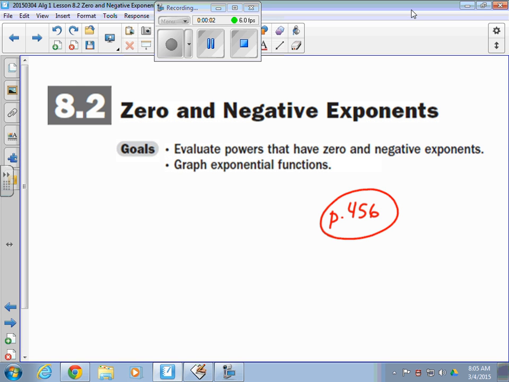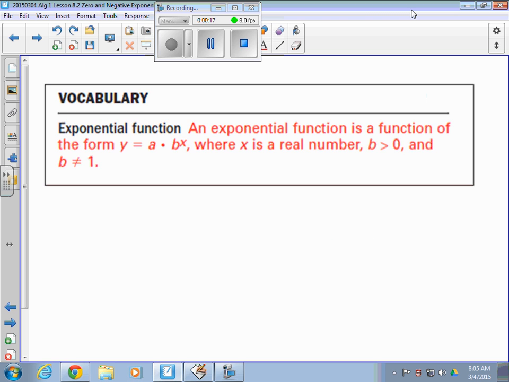All right, this is Algebra 1, lesson 8.2, zero and negative exponents. We're evaluating powers that have zero and negative exponents. Then, if we have time, we're going to get to graphing exponential functions. They actually are much easier than they look. Beginning on page 456 in the textbook.